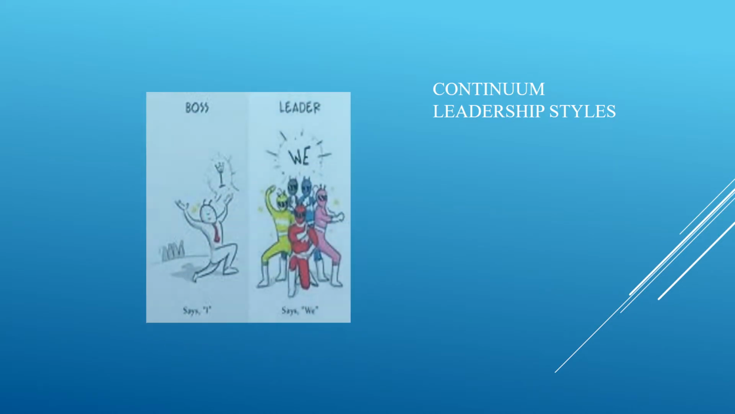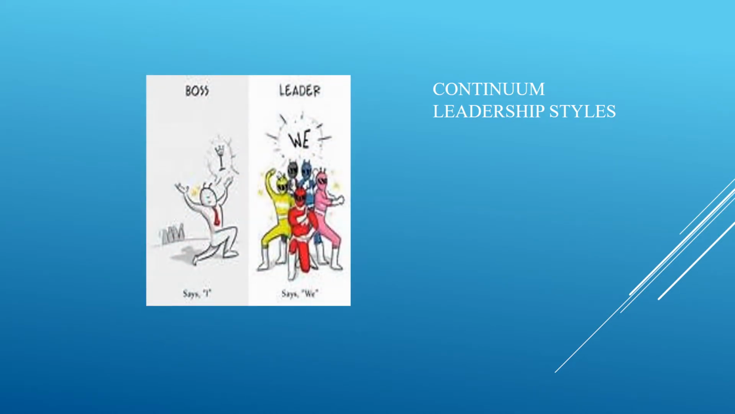The idea behind the continuum style is that leadership style moves along a continuum based on time. How much time it takes to make a decision will determine whether the leadership style is autocratic or participative. And these 7 levels of leadership styles adjust accordingly.